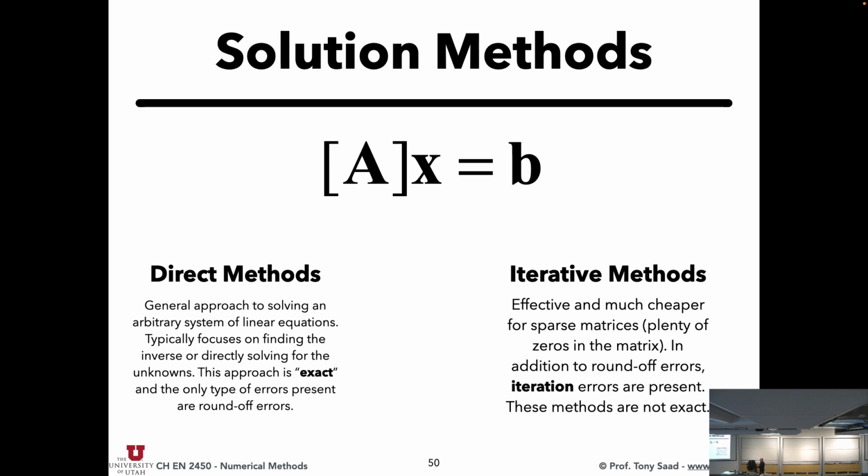Iterative methods, on the other hand, are more effective and cheaper for very large and very sparse systems of equations. Okay, why is that category very important? First, sparsity, which we will define later more quantitatively, but roughly, a system of equations that results in a matrix that has a lot of zeros in it. So most of the coefficients in that system of equations are zero.